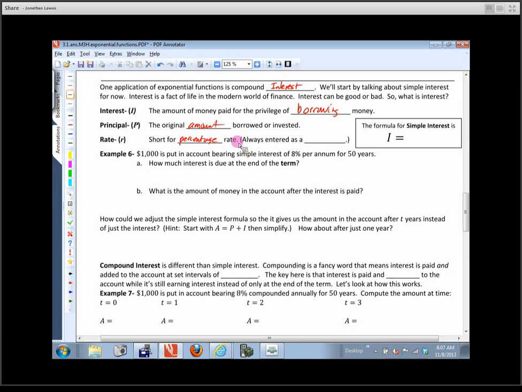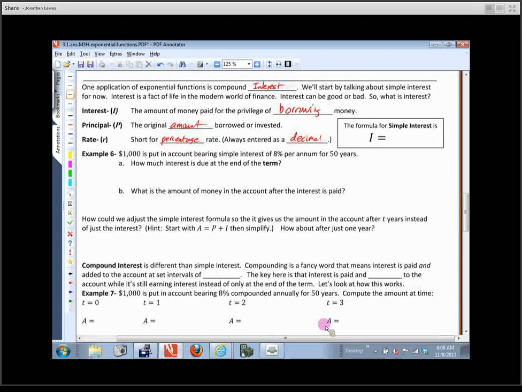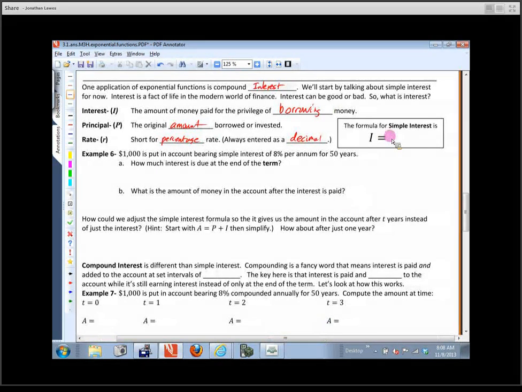Okay? And when we use percents in problems, we always enter them in as a decimal. Now, the simplest type of interest has kind of a unique name. It's called simple interest. And you may be familiar with this. The formula for simple interest is I for interest. So the interest that you'd pay based off simple interest is P times R times T. It's just based on the principal that you borrowed, the interest rate you borrowed it at, and how much time you had that borrowed for.